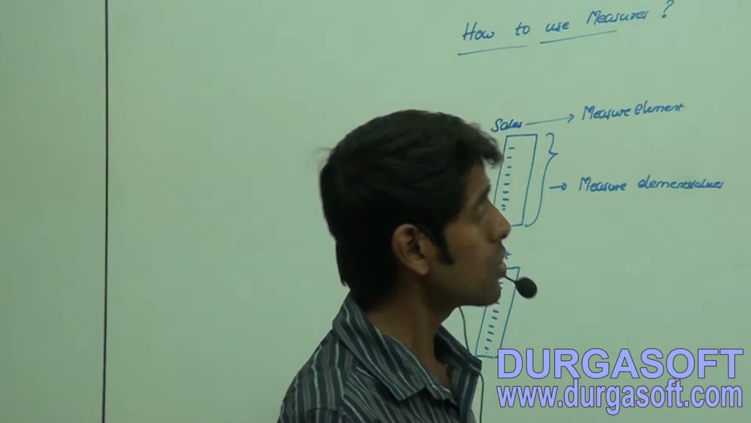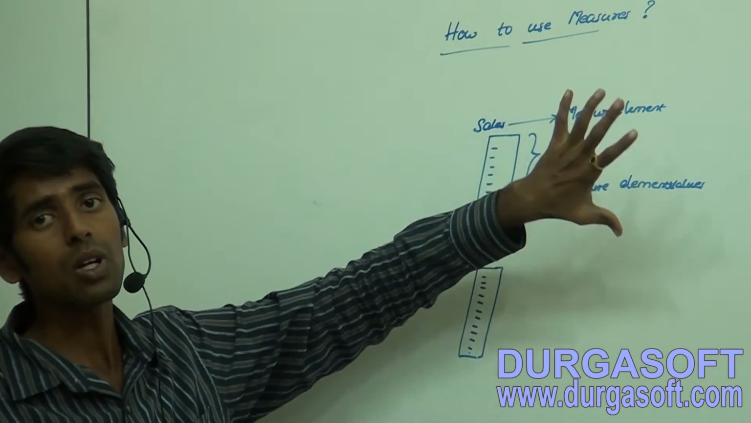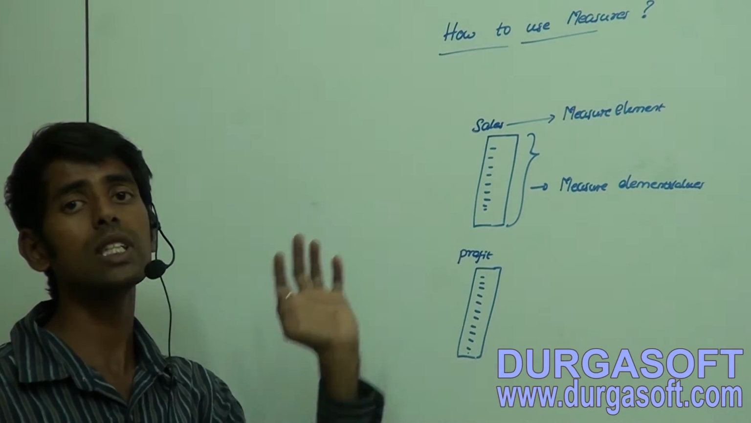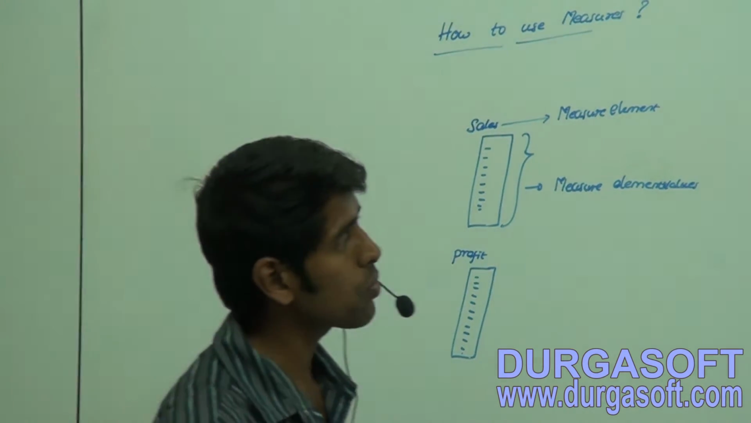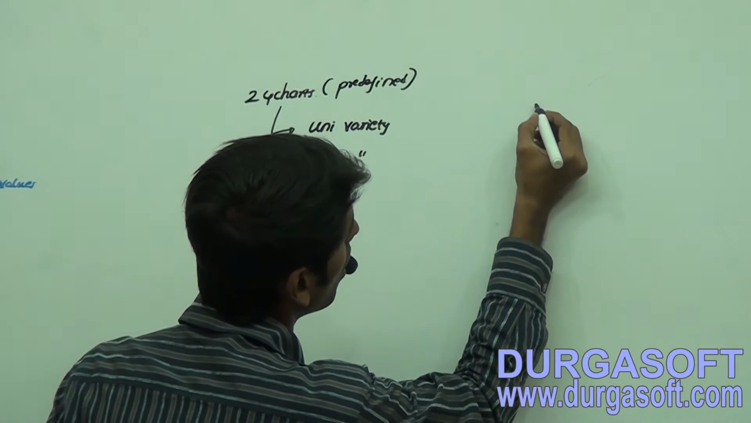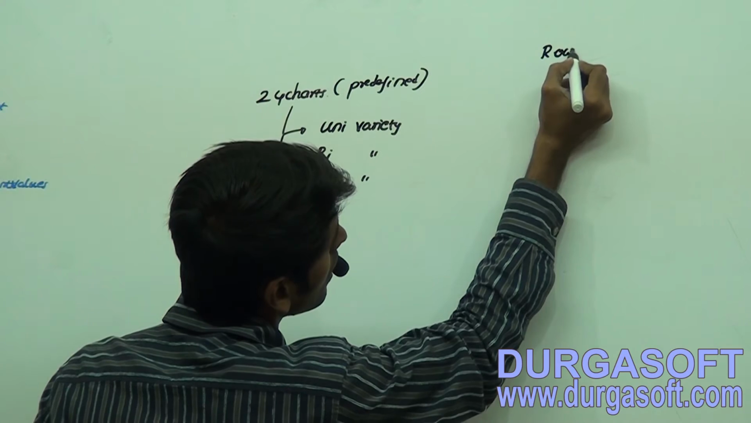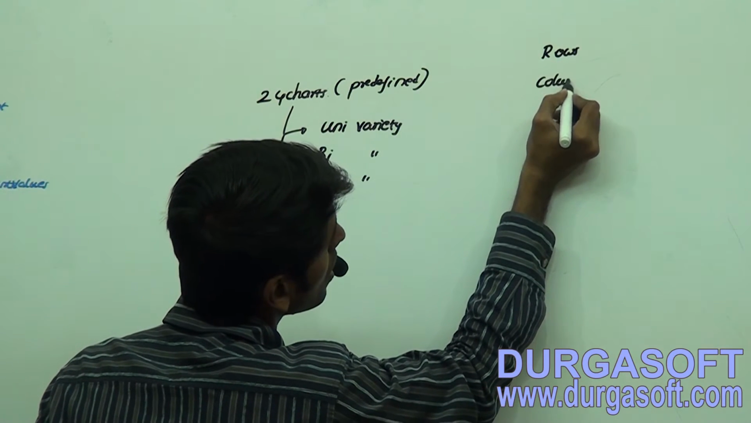So now, let us see how we can use these measures. As part of these charts only we are going to use these measures, right? Let me put one small pictorial thing so that it can be very clear to you all. Let us think, it is the row shelf. Okay, it is rows and it is columns.